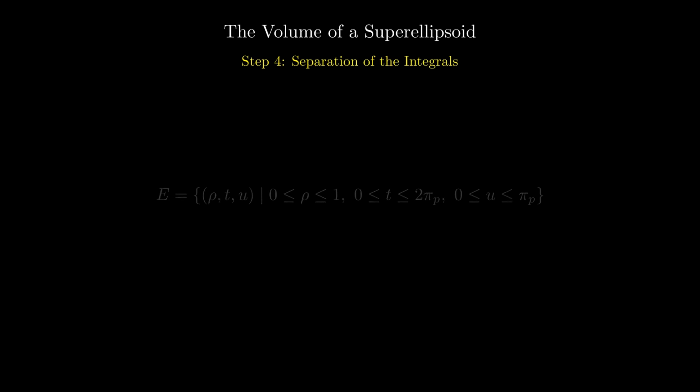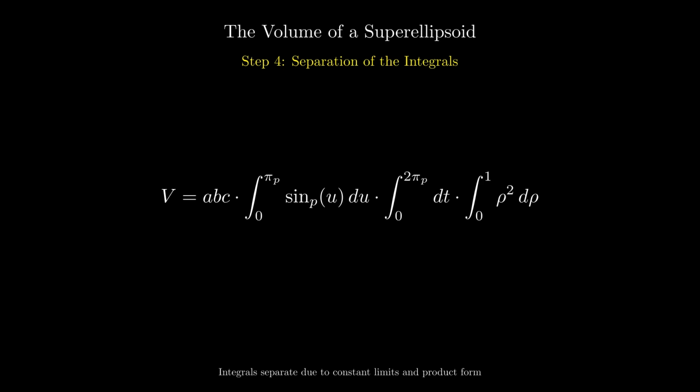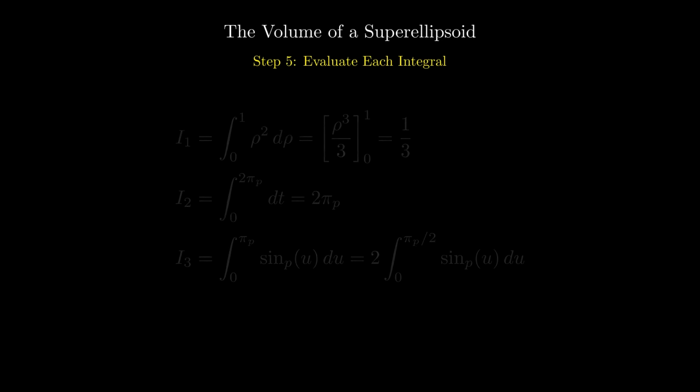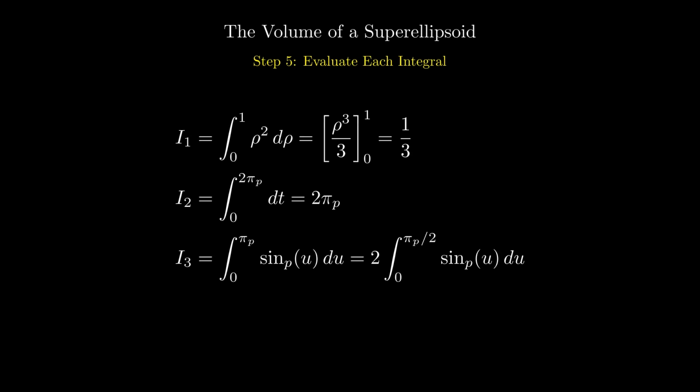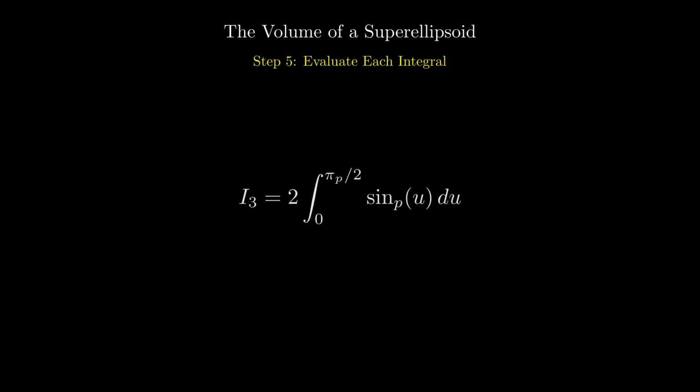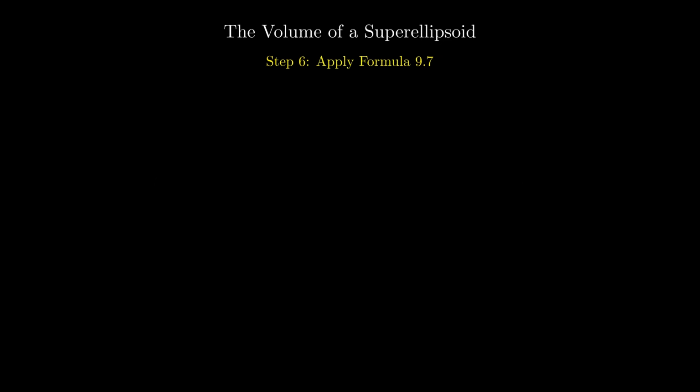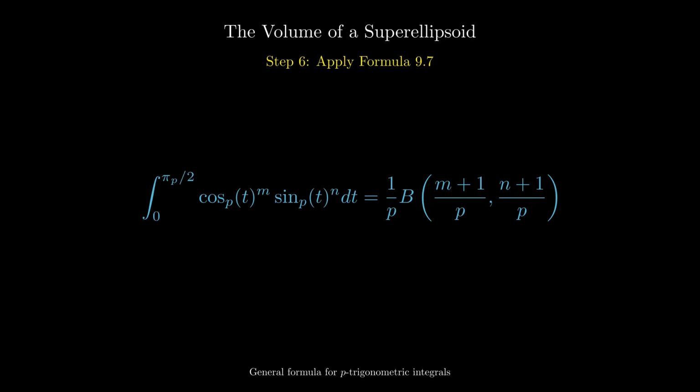Now, we can set up all our integrals and we can split them because nothing depends on each other, and calculate these three integrals individually. The first two integrals are no problem, since the first one is just a power rule and the second one was just a constant function. The third one, however, reminds us of what we did for the volume of the super egg, meaning we can apply formula 9.7 one more time.